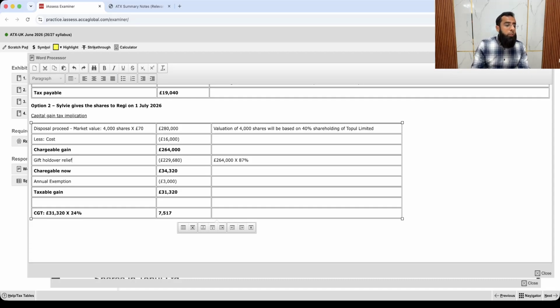Okay. So for a gift of shares, disposal proceeds are equal to market value. Less the cost, you get the chargeable gain. Now gift holdover relief was available on the 87% portion only. Why on the 87% portion only? The reason was that the rest of the assets in the company were non-business assets. So on the chargeable business asset portion only, you get the gift holdover relief. Then annual exemption, you got the taxable gain and you did your CGT. So what about the inheritance tax implication? Okay, let's look at it. It's also easy. It's just about following the process.